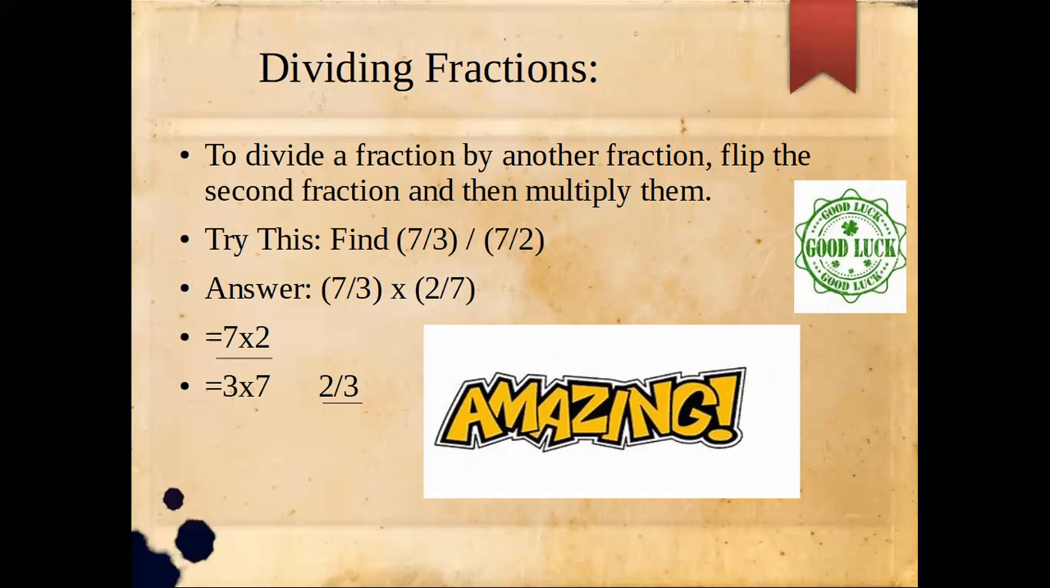As soon as we've multiplied them, we can follow the same procedure as before. We multiply the tops and multiply the bottoms. So we've got 7 times 2 and 3 times 7. You could either just do that out and get 14 on the top and 21 on the bottom, or we've got a 7 on the top and a 7 on the bottom, so you can just cancel them out. That'll leave us 2/3. Well done if you got that.